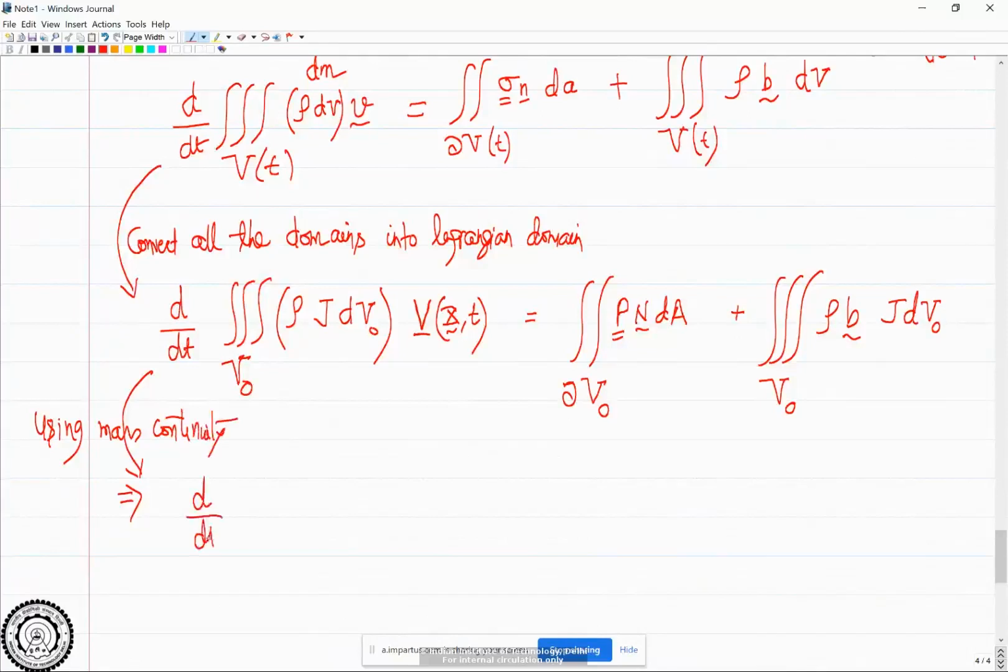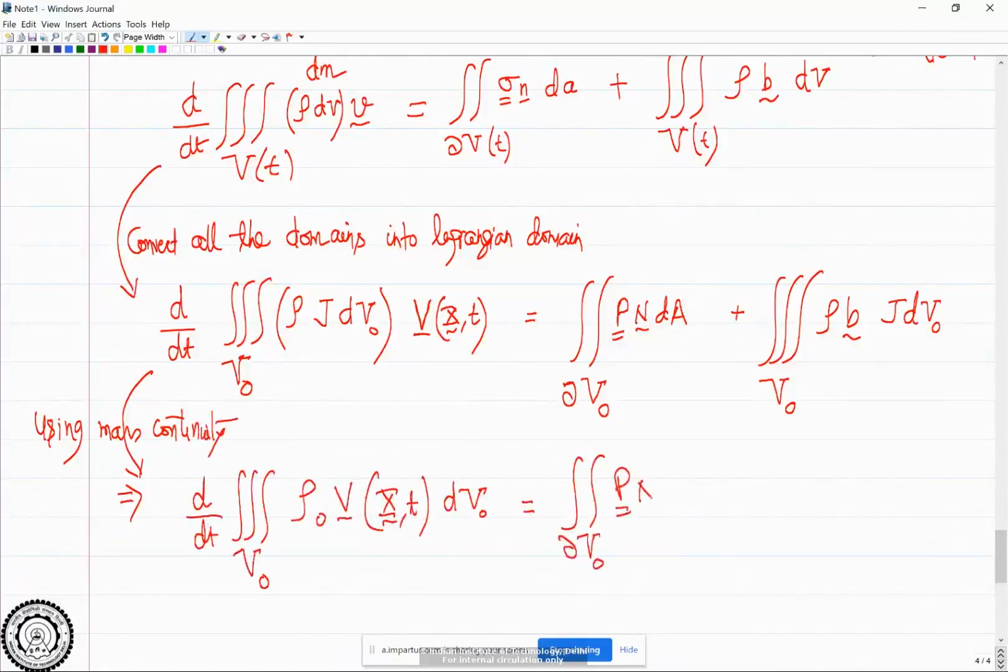You have d by dt integral over V naught, rho naught into big V, big X comma t, dV naught, and that's equal to integral over del V naught, big P big N dA, plus, you see things are becoming so easy now, rho naught B dV naught. Okay, is that okay? Now what is remaining?